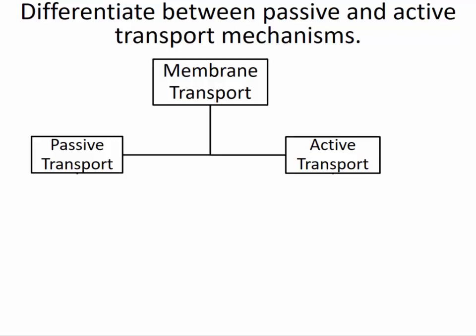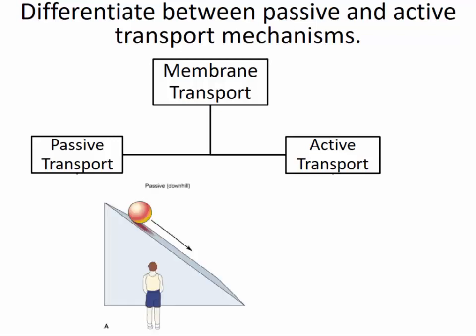The analogy for that is like a ball rolling down a hill. There's already a certain amount of energy to that, and then once let go, the ball will roll down the hill from a high level to a lower level. It's a passive transport mechanism.